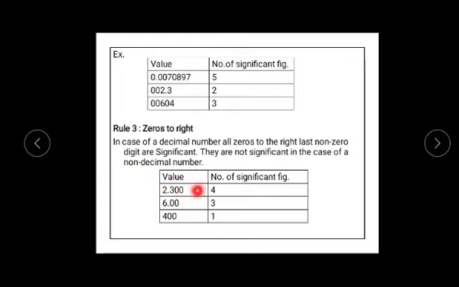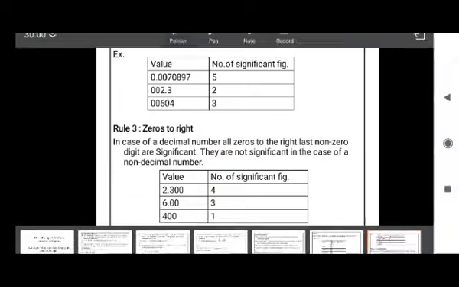Means you count all the digits. So number of significant figures is 4. See next one, 6.00. Count all the digits, that is 3. 400. Here, if it is non-decimal number, they are not significant. So you have to count it as number of significant figures is 1. Okay. So these are about the significant figures.